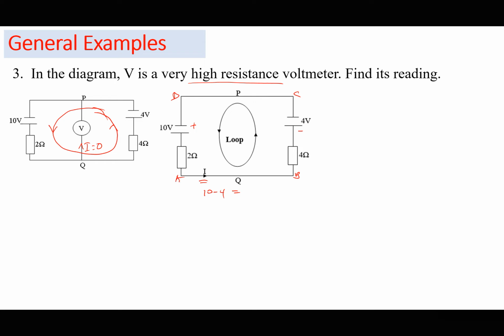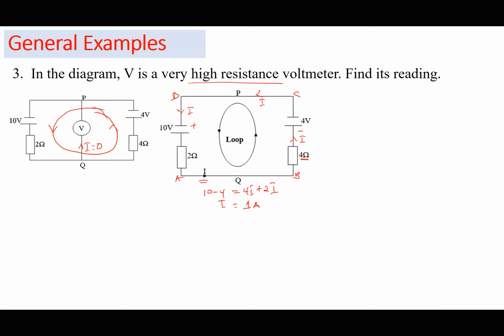Then sum of the PDs, A to B, there is no resistor, so no PD there considered. B to C, there is a resistor of 4 ohms, but the current is still the same. It is still I. The same current I is flowing everywhere because there is no current going through the voltmeter since it was high resistance. So the PD across this is going to be 4I, and then for the 2 ohms, the PD is going to be 2 times I. So this gives me the current in the circuit as 10 minus 4, which is 6, divided by 6. So it means the current in the circuit is going to be 1 ampere. So now I know the current flowing.